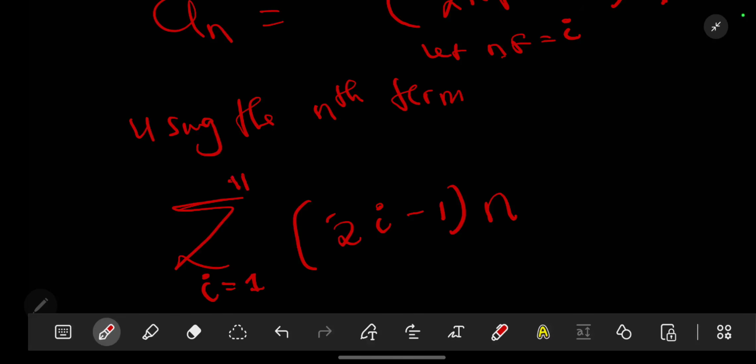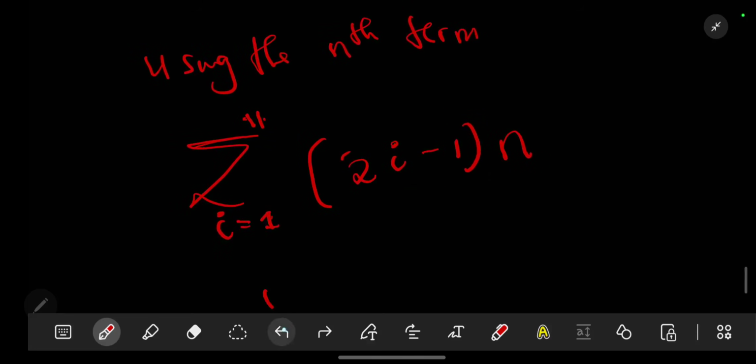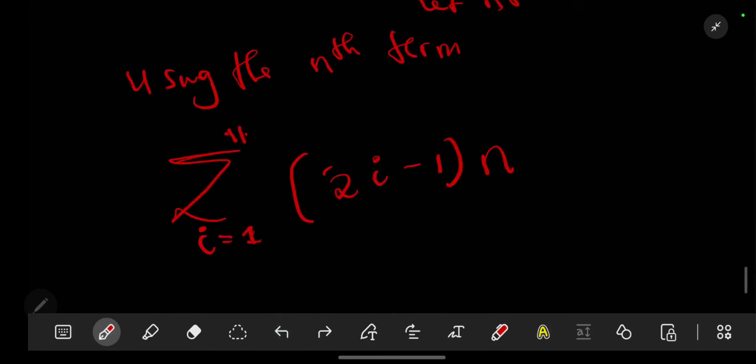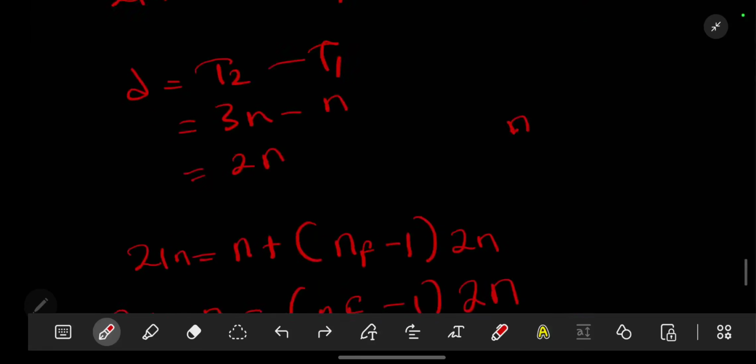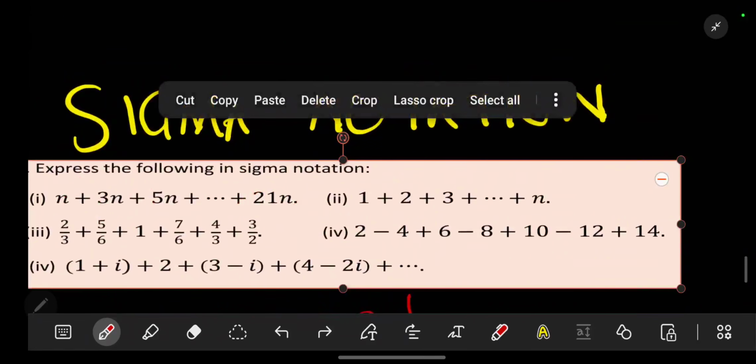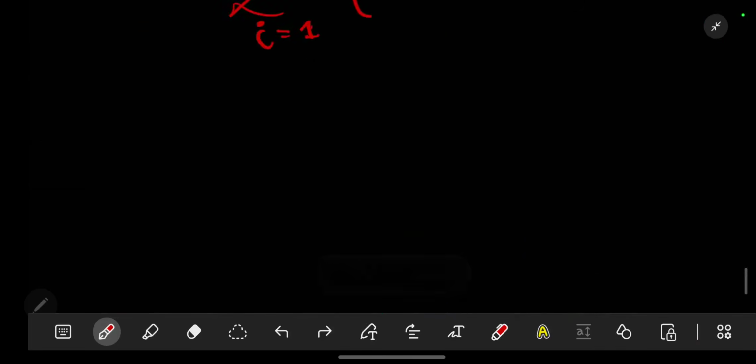So this is how we write it, because from 1 to 11 there are 11 terms: 1, 2, 3, 4, until you get to 11. That's the sigma notation for that one. It's only that they were using the same letter n, that's why it was a bit confusing. But the concept is very okay and very easy.